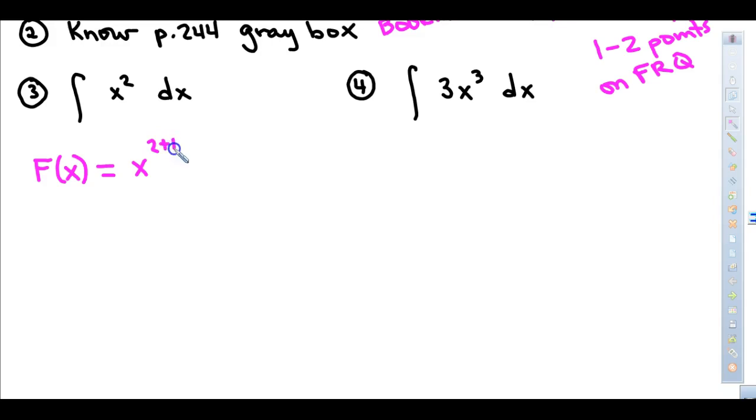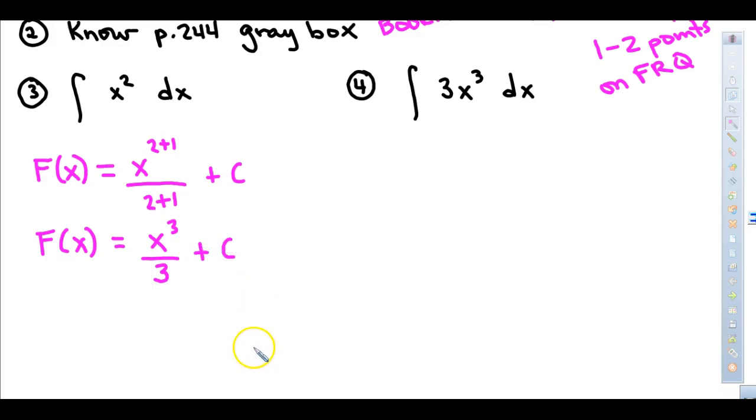We're going to add 1 to that, and then we're going to divide by 2 plus 1. Then we're going to put our plus c. We're going to simplify everything. And that gives us x to the third divided by 3 plus c.